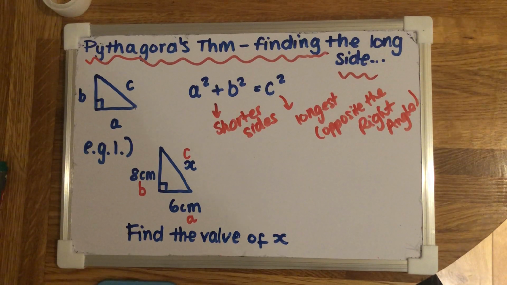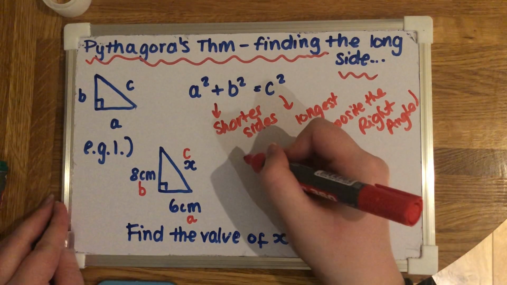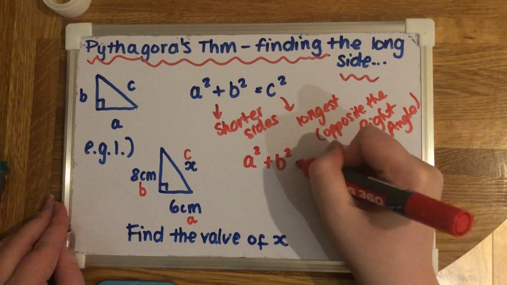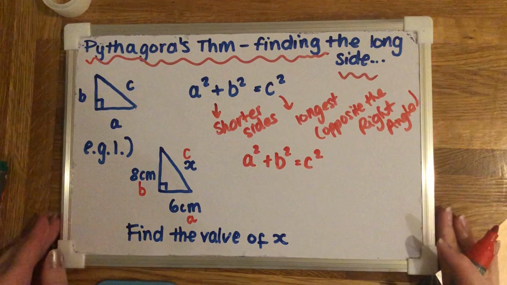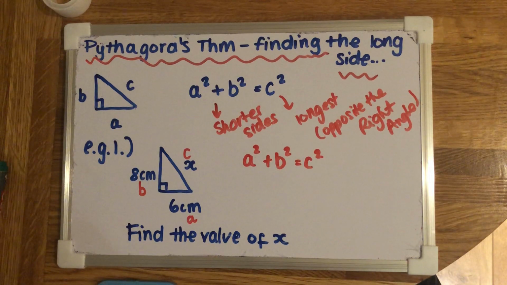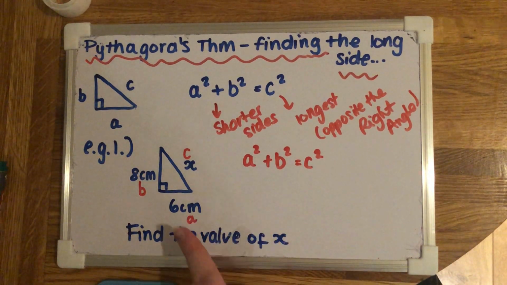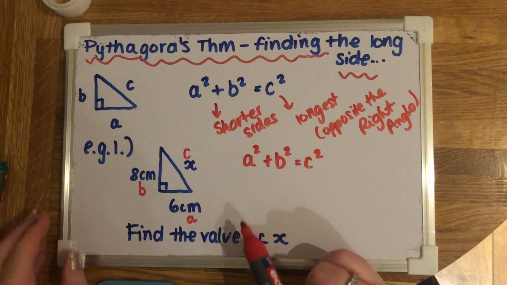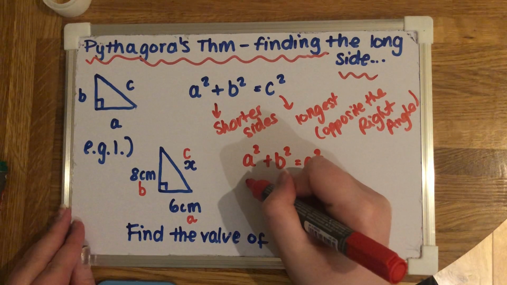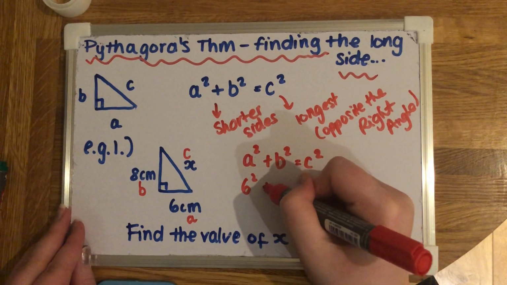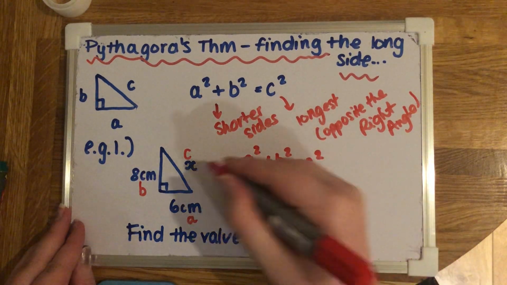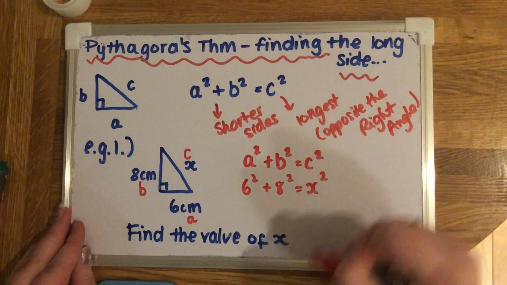Okay, so once we've done that, next thing I want you to do is write down the formula, just so that we now start to remember it, because you do need to remember this in an exam. Okay, once we've done that, we're going to replace the letters with the numbers that we know, except for the C, which will still be a letter. So A is 6, so 6 squared. B is 8, 8 squared. And C is x, x squared.